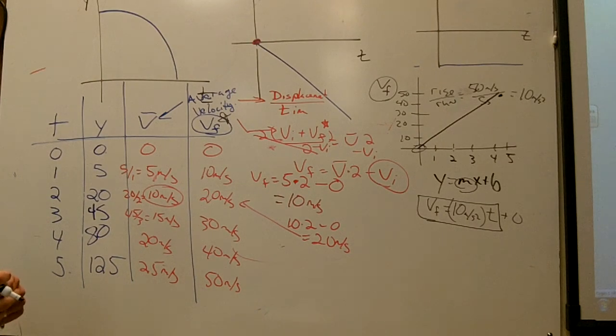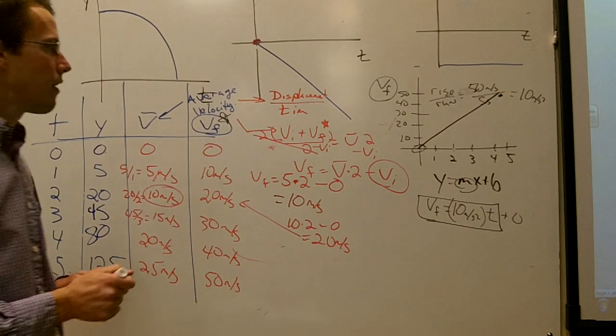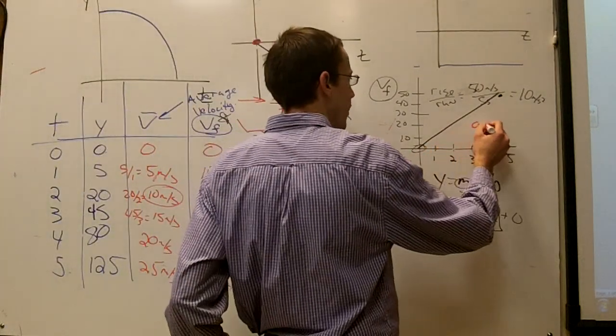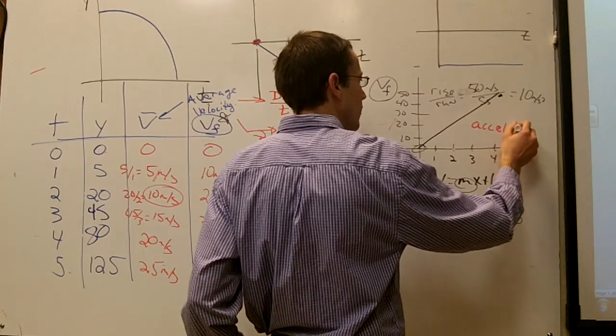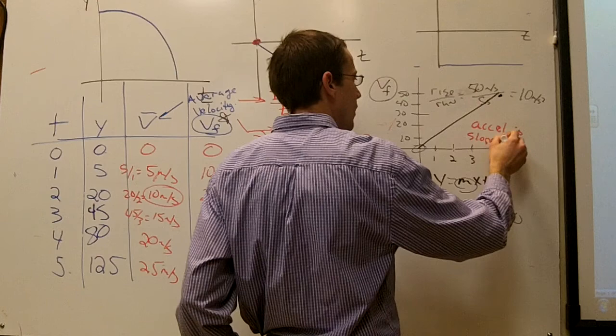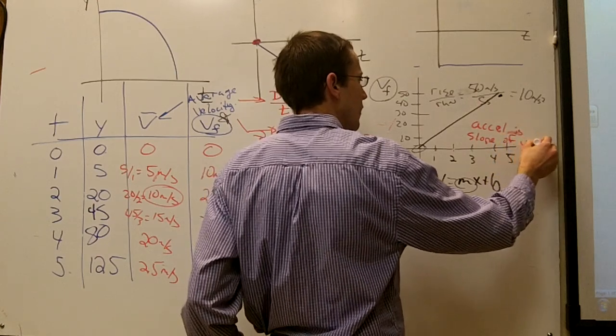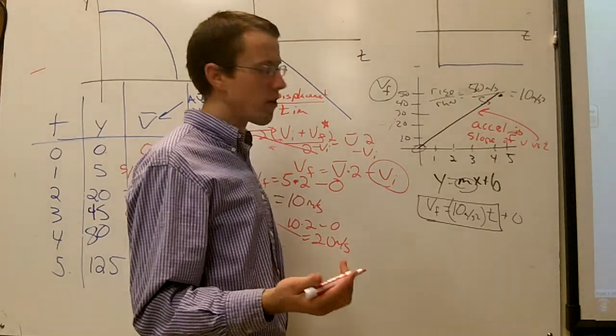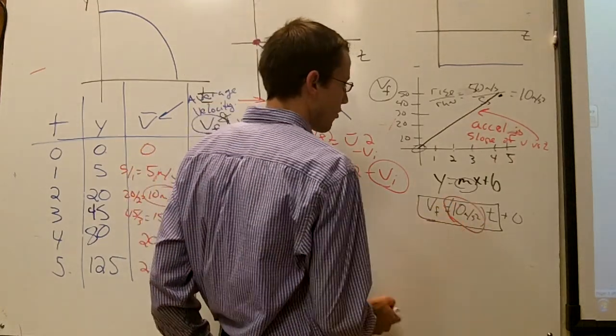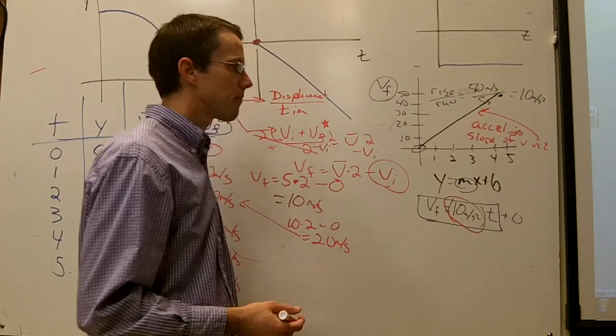Then it says use your graph to determine the acceleration. Well, we know from last unit that acceleration is the slope of v versus t. Right, so we've actually already solved that right here. So the answer is 10 meters per second squared.